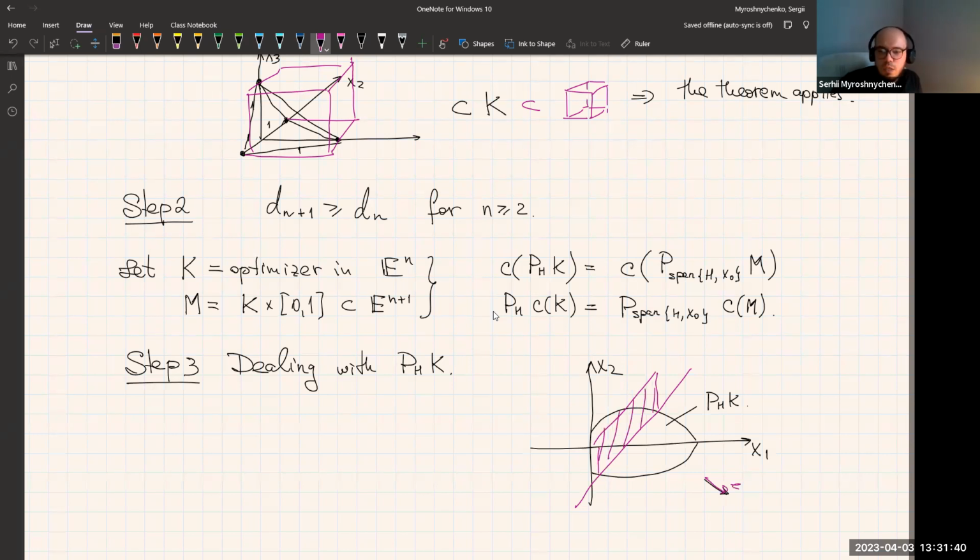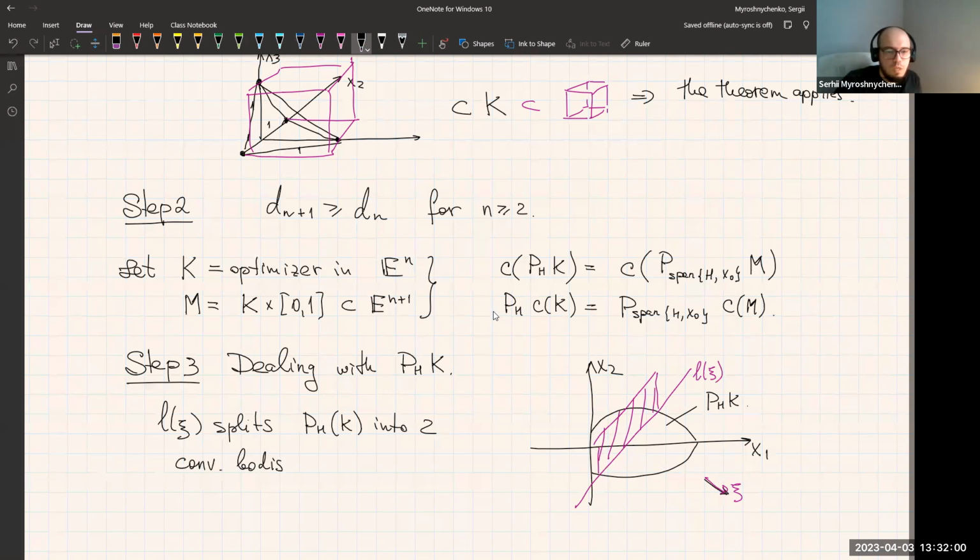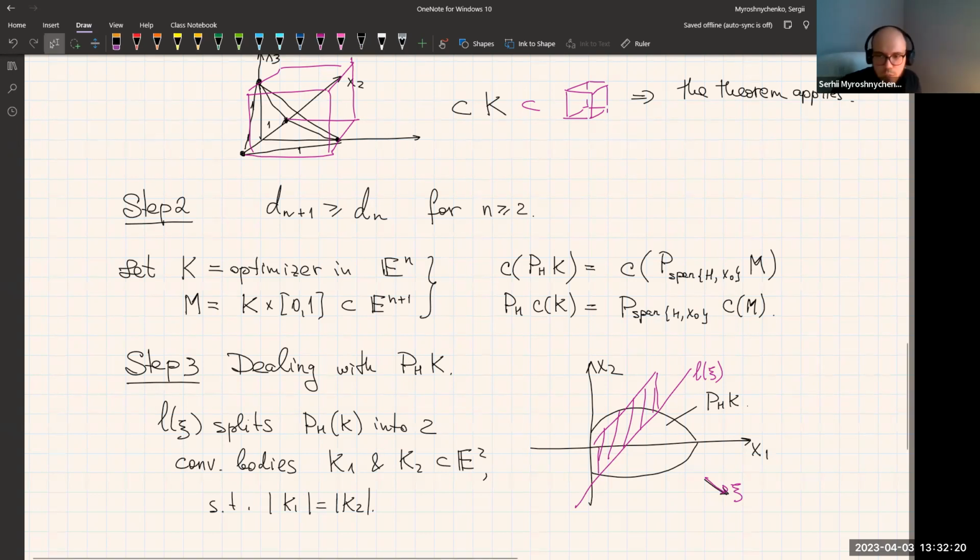Let me make some notation. If this is psi, let me denote the line that splits as L psi. It splits the projection into two convex bodies. Let me give them names now: K1 and K2. They're two-dimensional, and again, their areas are the same. Again, there are many such lines, as many lines as directions.